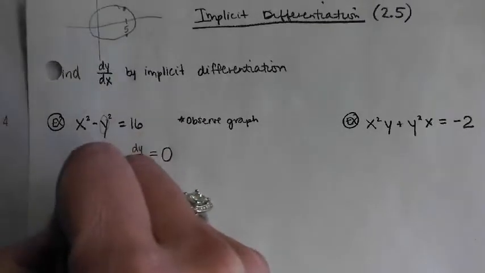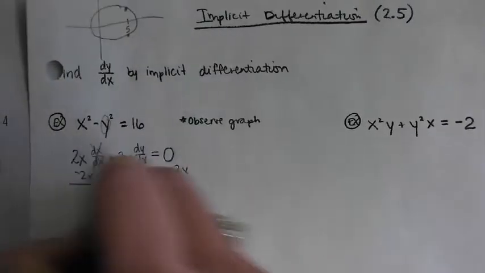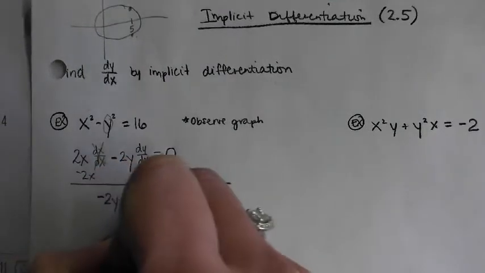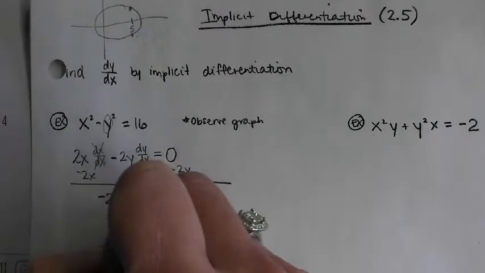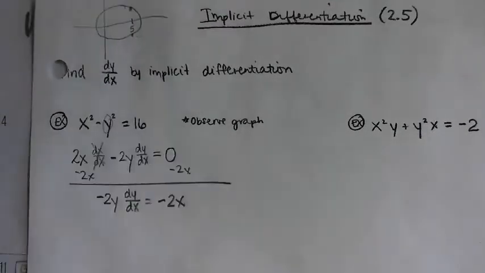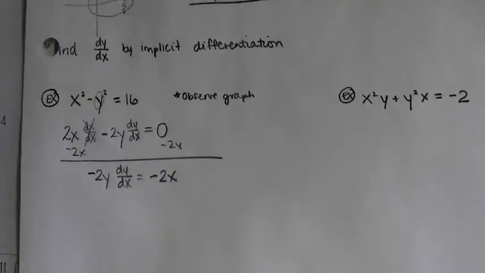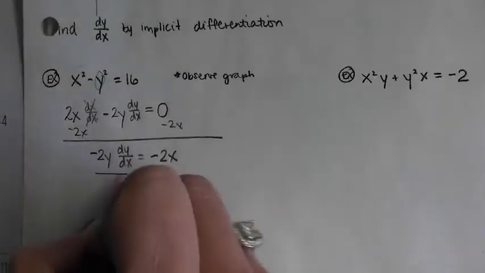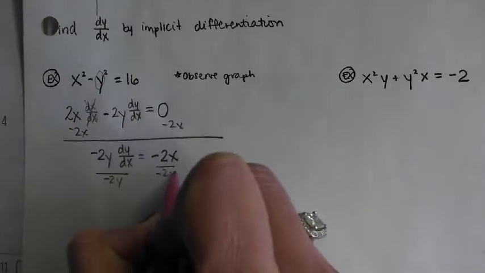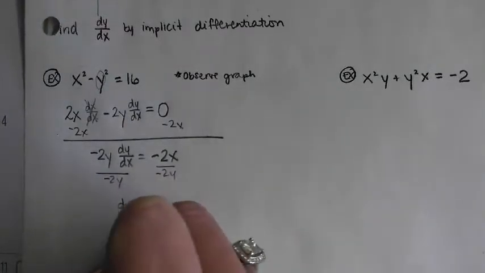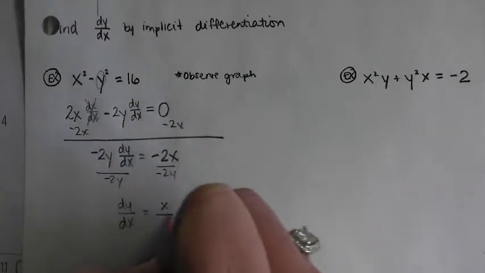So if I subtract 2x from both sides, I get -2y dy/dx equals -2x. And then divide by -2y. I'm going to get that dy/dx just equals x over y.